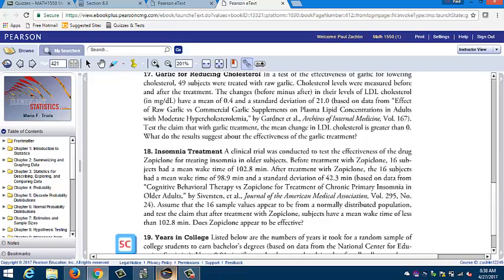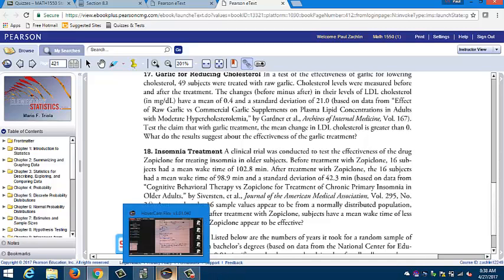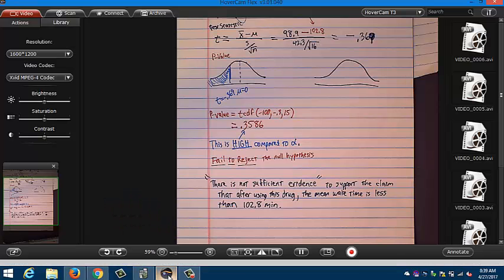Now if you had hundreds of people, and if the mean was 98.9, maybe that would be enough. But with only 16, this is not enough to reject the claim that, no, the mean's still the same. I think it's kind of interesting how this all works.